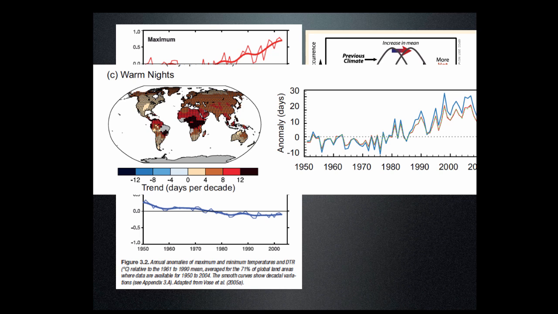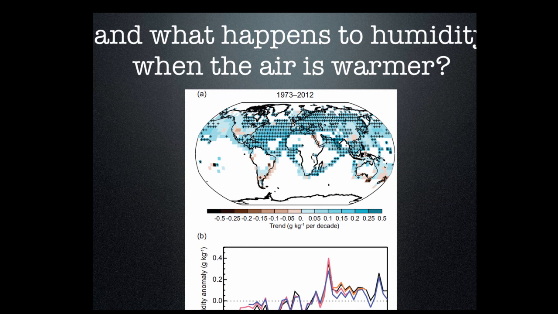If we look at the warm night occurrences spatially, in this figure, everywhere that's cream, brown, red, or black is estimated where we have trends in warm nights. And you can see that pretty much everywhere over land has significant warming at night. And on the right, we see the anomaly in number of days for the whole globe.